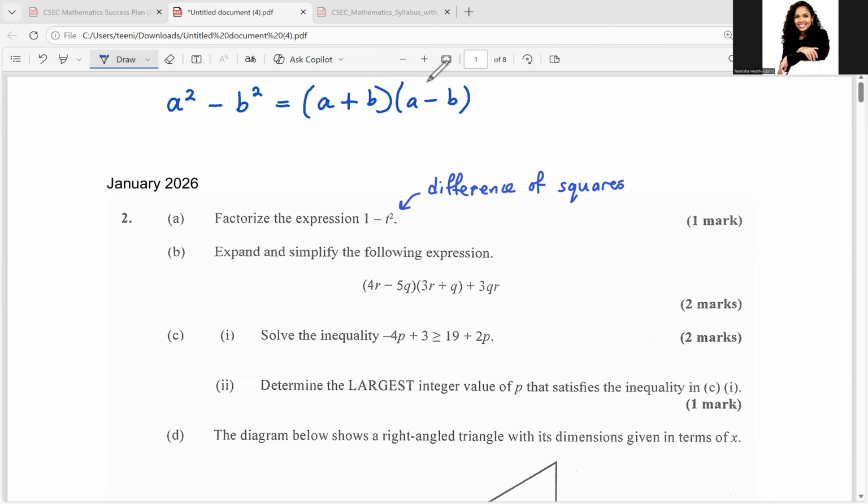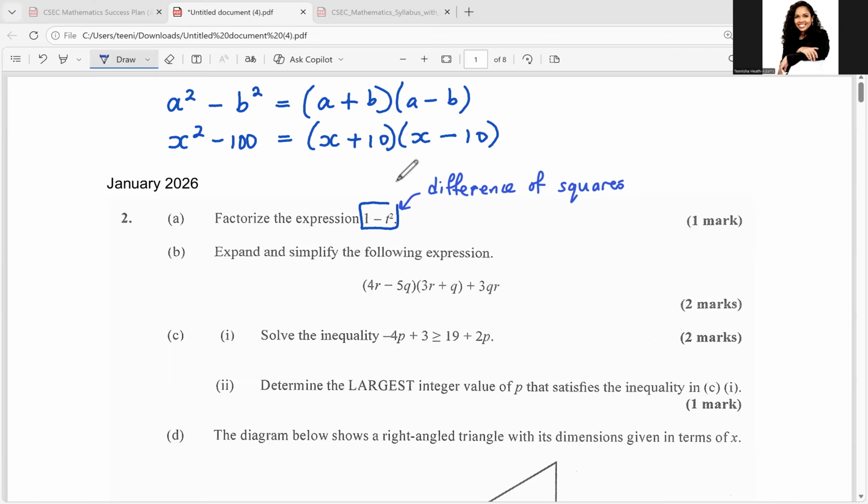So for example, another example, let's say I had x squared minus 100. Then the factorization here will be: the square root of x squared is x, and the square root of 100 is 10. So it'll be x plus 10 times x minus 10, right? Anybody want to try to factorize this one?